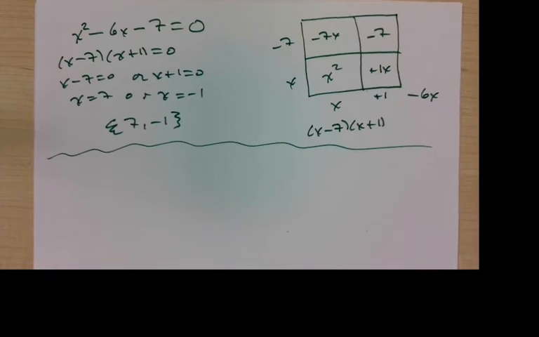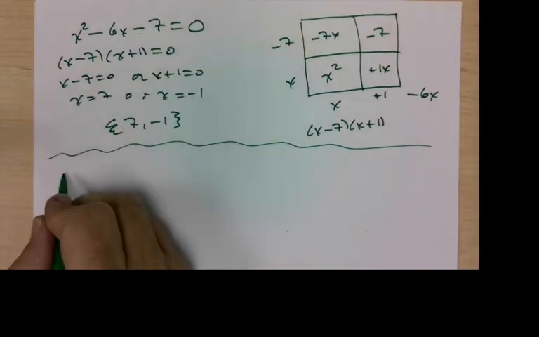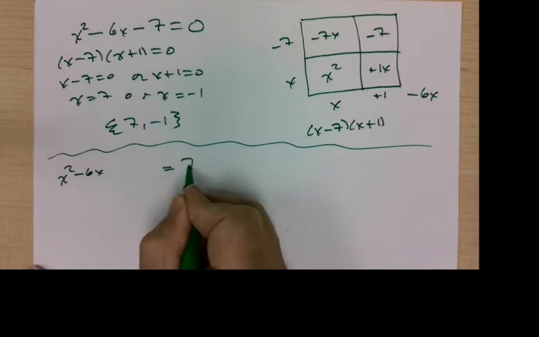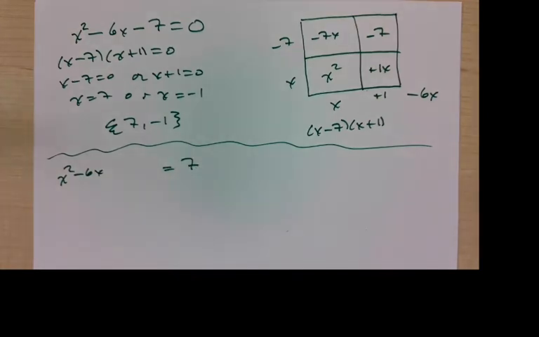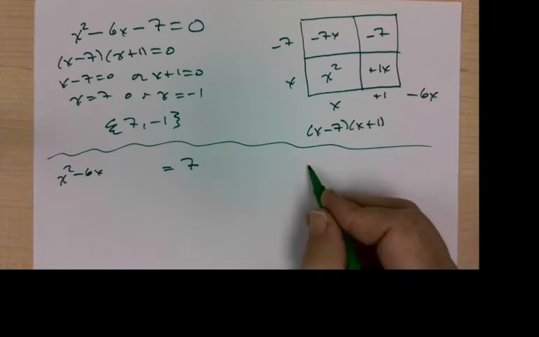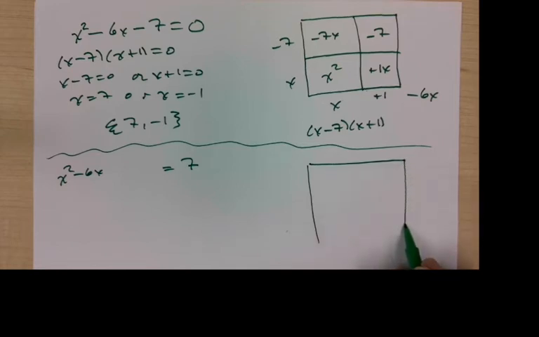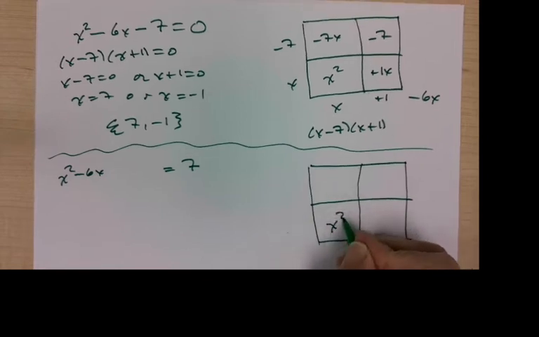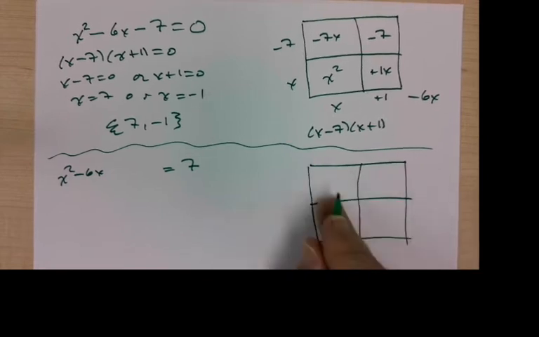So we're going to add the 7 to the other side, so it will be x squared minus 6x equals 7, and it's going to be our job to complete the square. What do we add to both sides so that the left-hand side is a perfect square? That's what we need to ask ourselves. So x squared minus 6x. X squared goes here. These two slots add up to minus 6x.